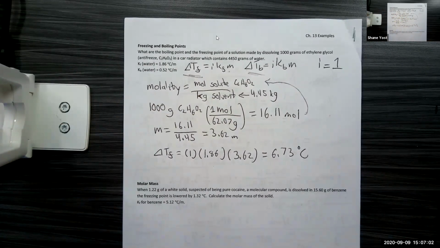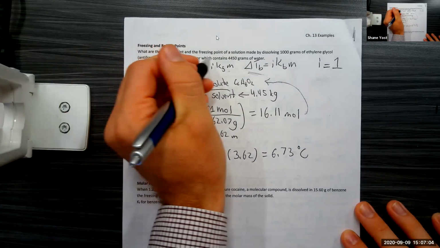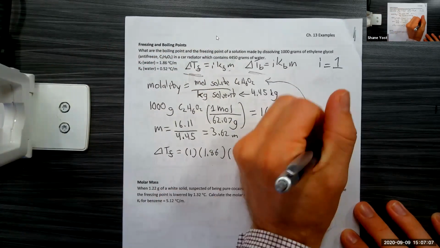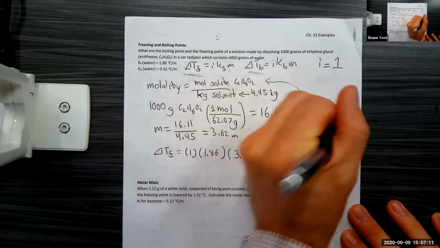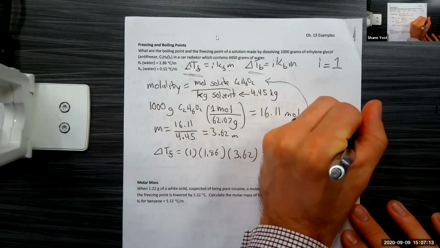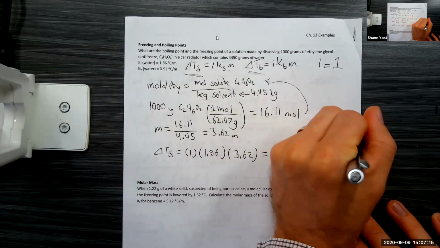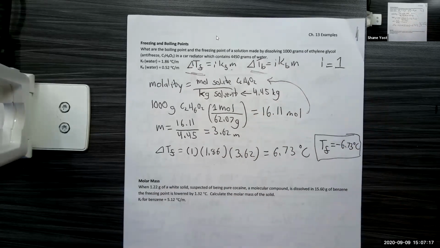Okay. The regular freezing point of water is 0 degrees Celsius, right? So the new freezing point, since the question asks for the boiling and freezing points, not the changes, is going to be minus 6.73 degrees Celsius. And that is the new freezing point of this mixture of ethylene glycol with water, to make antifreeze. And that's why it's antifreeze, because it lowers the freezing point by over 6 degrees Celsius, okay?